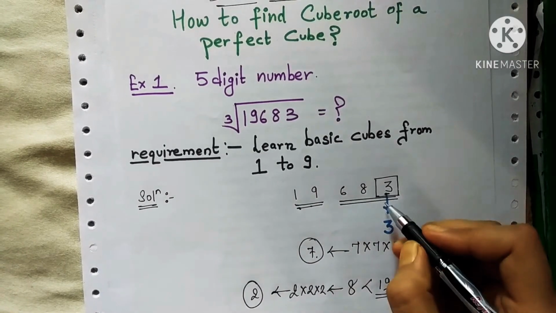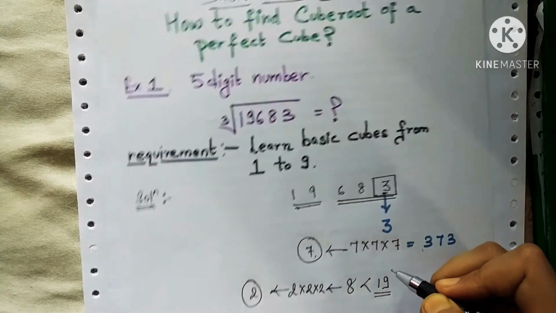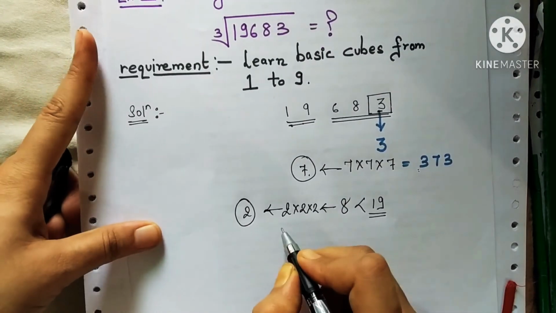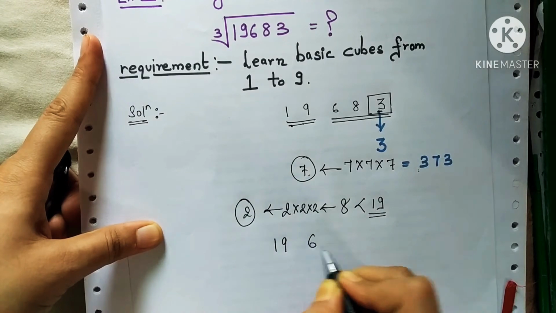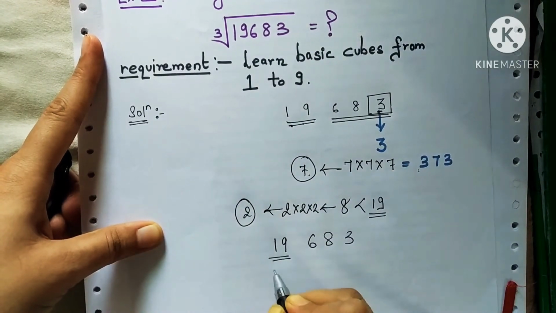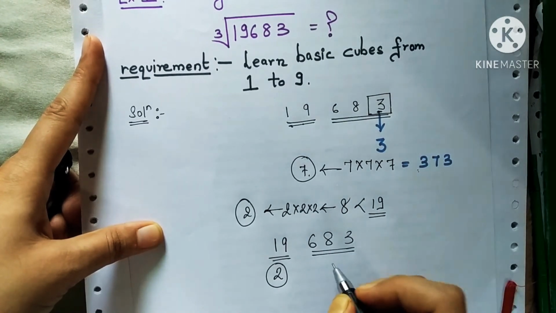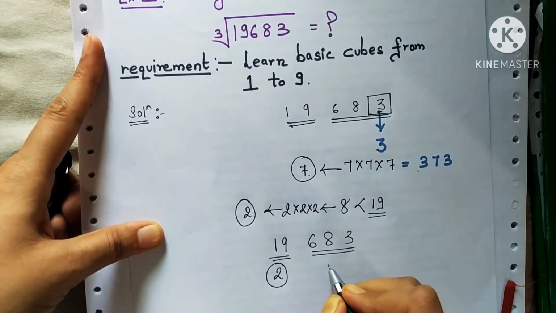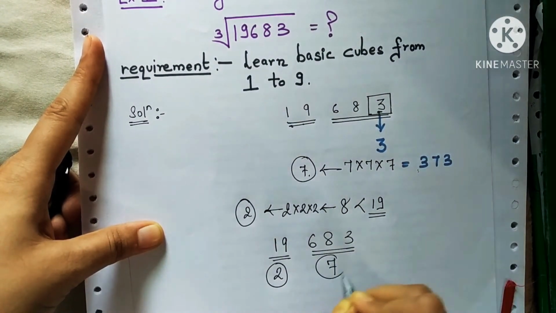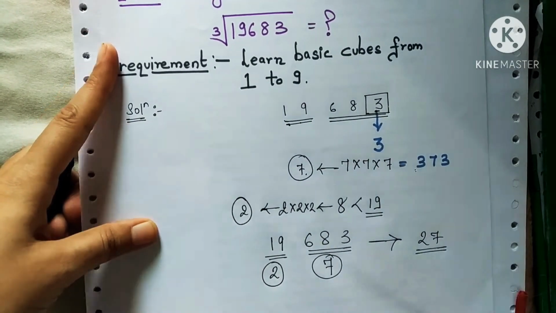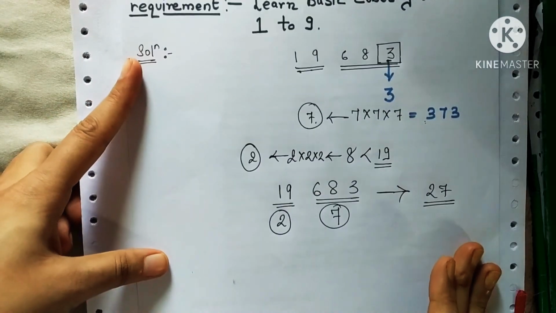We get the number 7 for the second part and the number 2 for the first part. So for 19 we got 2 and for the second part we got 7. So the cube root will be 27. Now moving on to our next example.